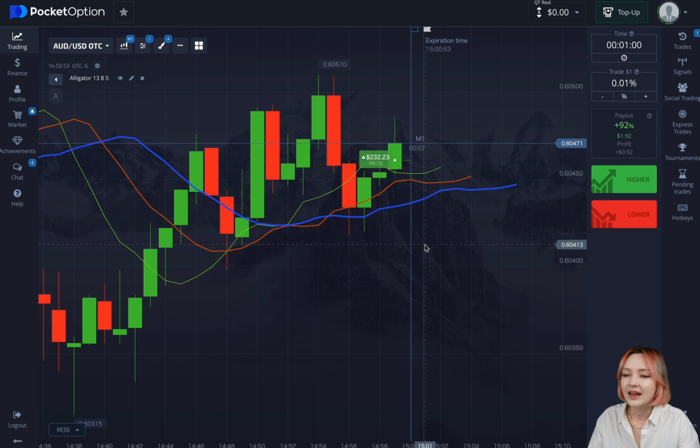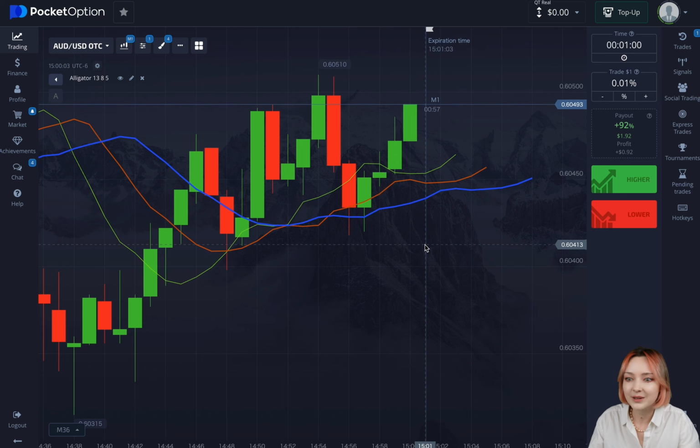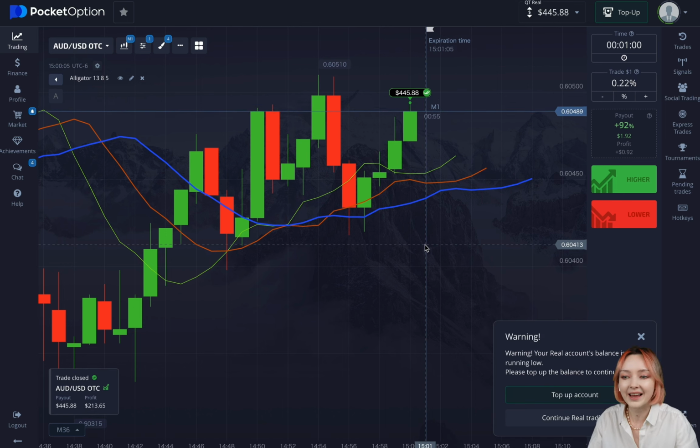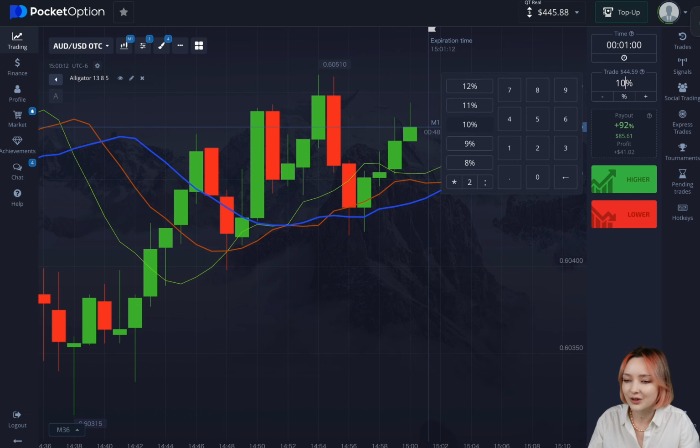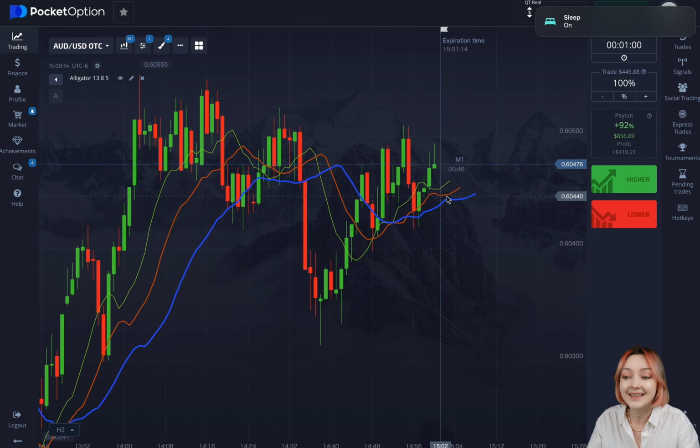Although the sums we're working with today are extremely risky, we're using the entire deposit for one deal, one trade, so all the results are going to be as thoughtful and as confident as possible. By the way, we just got the first profit, $445. Let's set the deposit amount to 100% and get ready for the second trade.